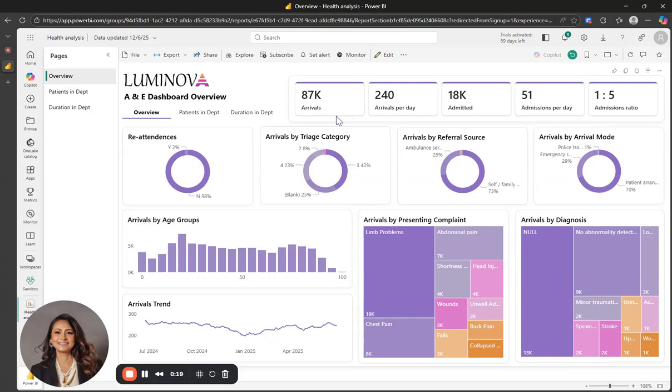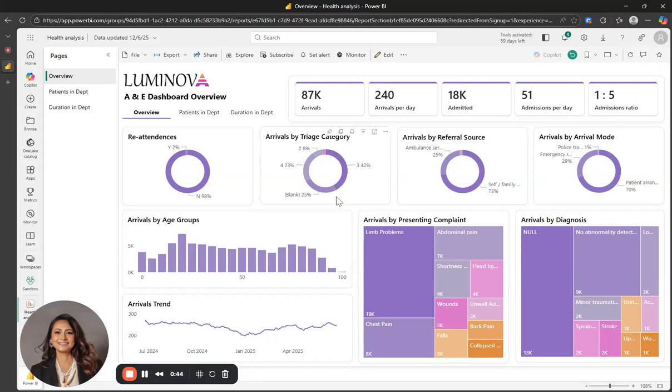At the top of the page, we can immediately see headline metrics including total arrivals, arrivals per day, total admissions, and the admissions ratio. These figures give an instant understanding of overall demand and conversion from presentation to admission.